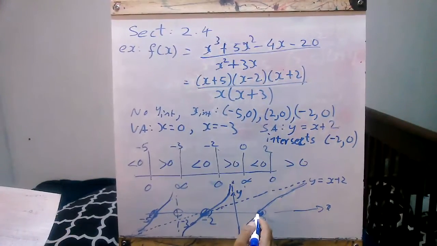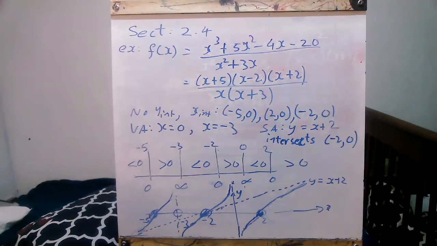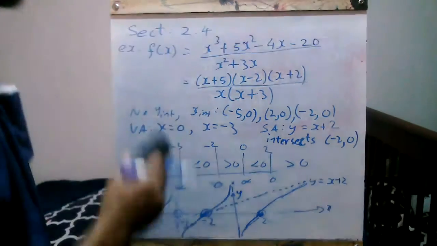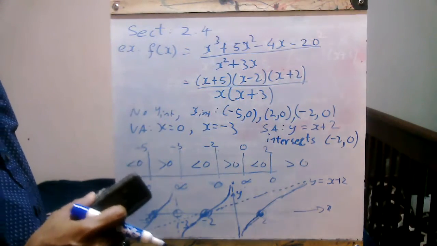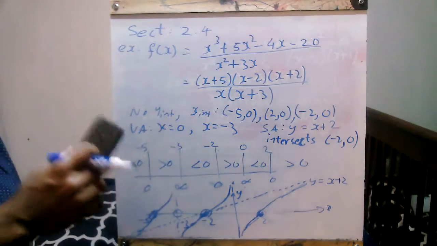Alright. So practice this question too. Again, this is an example where the graph intersects the slanted asymptote. The previous one has a horizontal asymptote and it crosses the horizontal asymptote. So if you could do these two questions that I discussed, you are good to go.